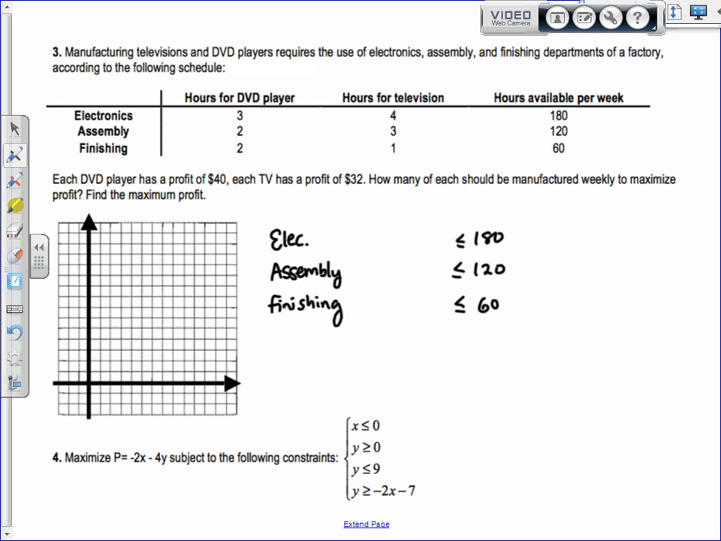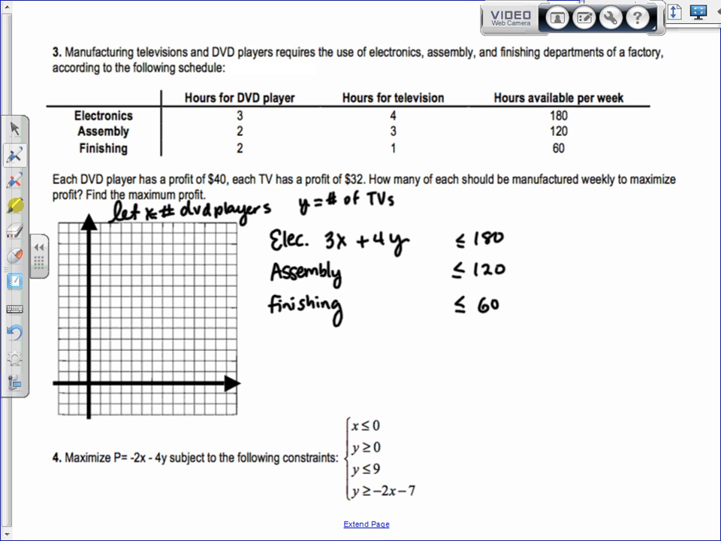All right. We're going to let X equal the number of DVD players. Or like you could talk about the number of like pallets or bulk. You're making multiple ones, I guess. And let Y equal the number of TVs. All right, so in the electronics department, we have 3 hours for each DVD player, and we have 4 hours for each TV. That's the total number of hours you're going to spend in the electronics department. That needs to be less than or equal to 180.